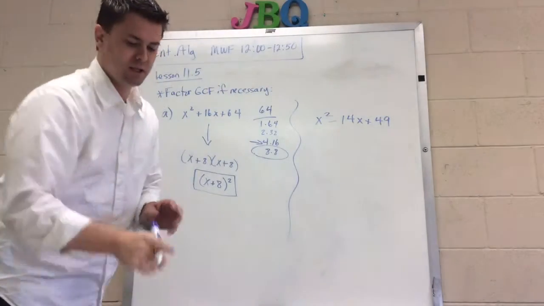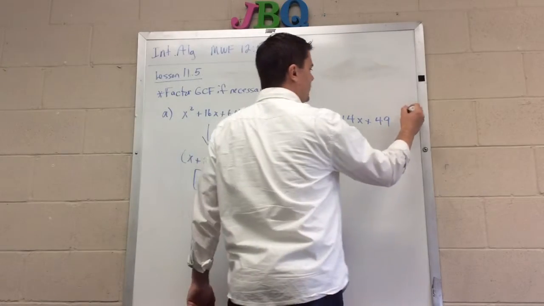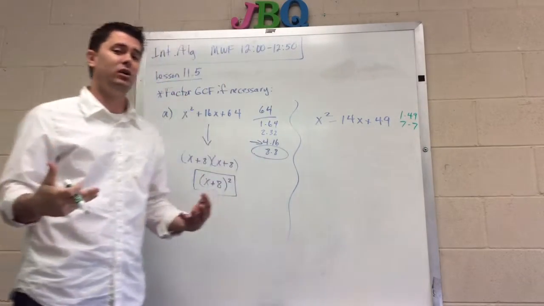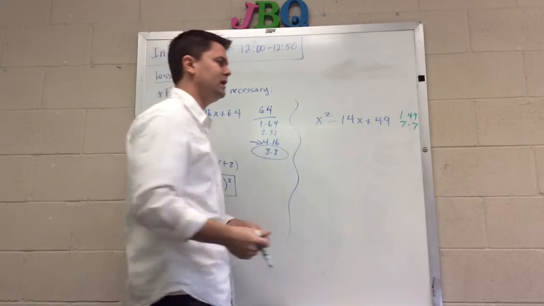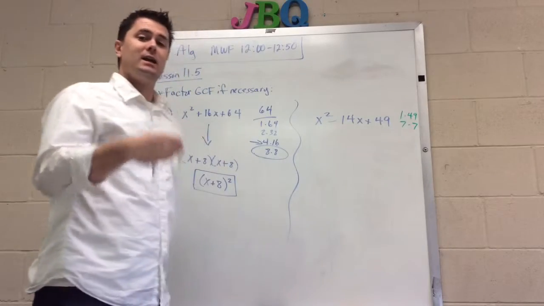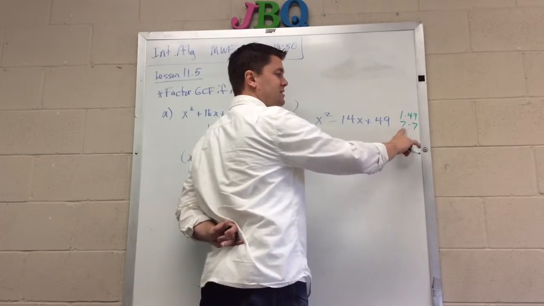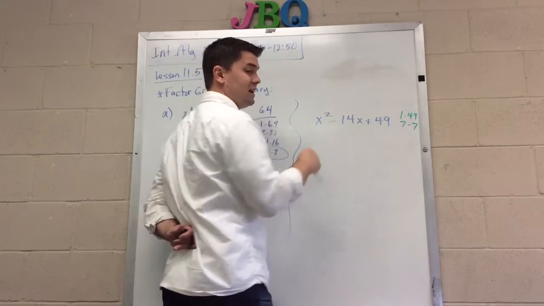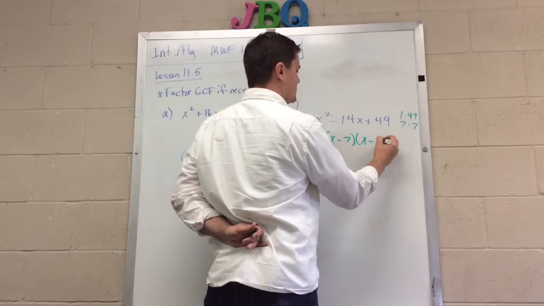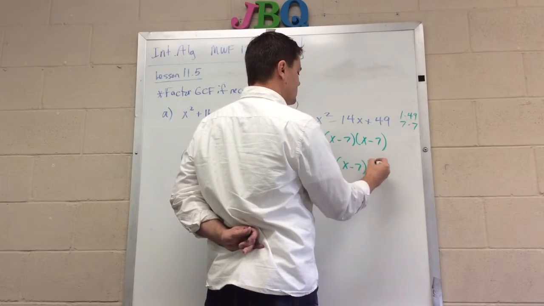So that's example A. Example B: x squared minus 14x plus 49. We list out the numbers that multiply to give us 49. We've got 1 times 49 and 7 times 7. I believe that's all the factors we have for 49. So what result is going to give us negative 14? Negative 7 times negative 7 produces positive 49, but negative 7 plus negative 7 produces negative 14. So that gives us x minus 7 times x minus 7, which we can rewrite as x minus 7 squared.